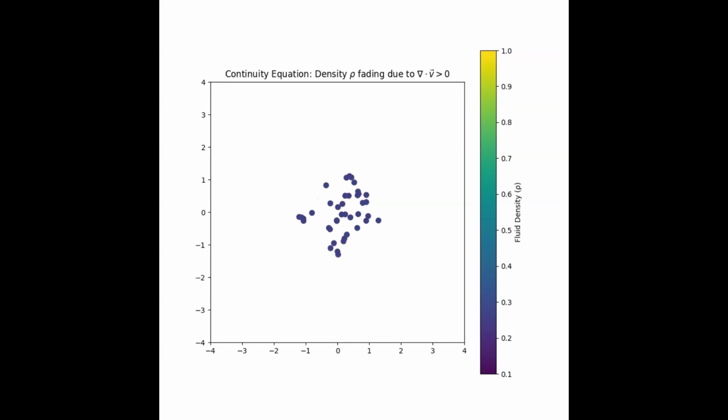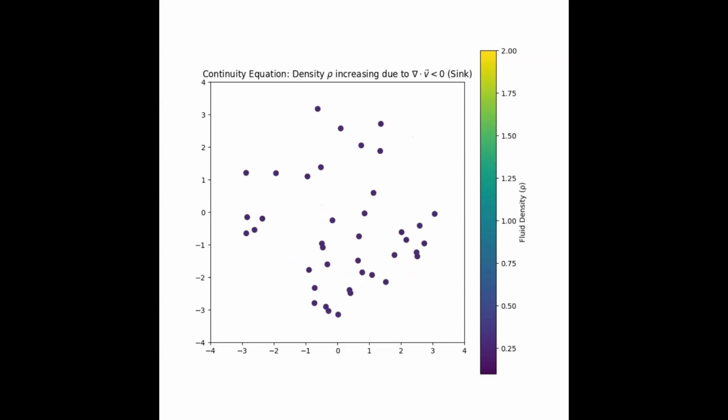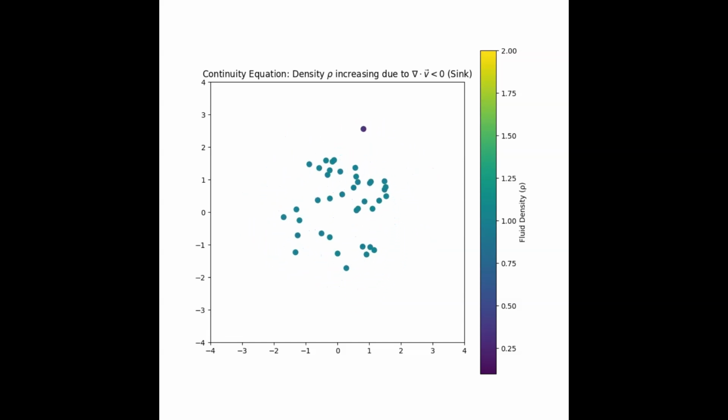The second set applied the continuity equation to visualize density as a dynamic variable, showing that fluid thins out in source regions and compresses in sink regions, causing visible shifts in particle concentration.